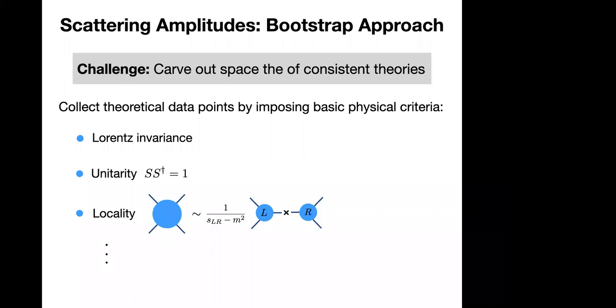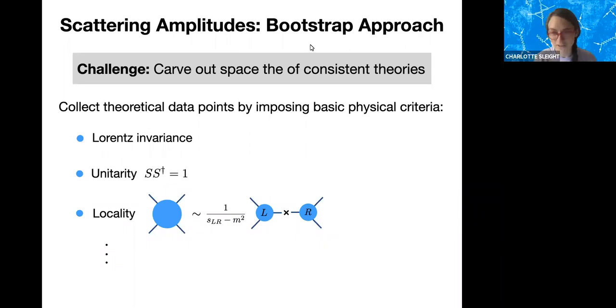So this type of approach is known as a bootstrap approach, and there's this magical act of lifting yourself up by the straps of your own boots in a self-reinforcing and self-consistent manner. And if implemented successfully, this is what would provide us with the theoretical data points with which we can carve out the space of consistent quantum theories.